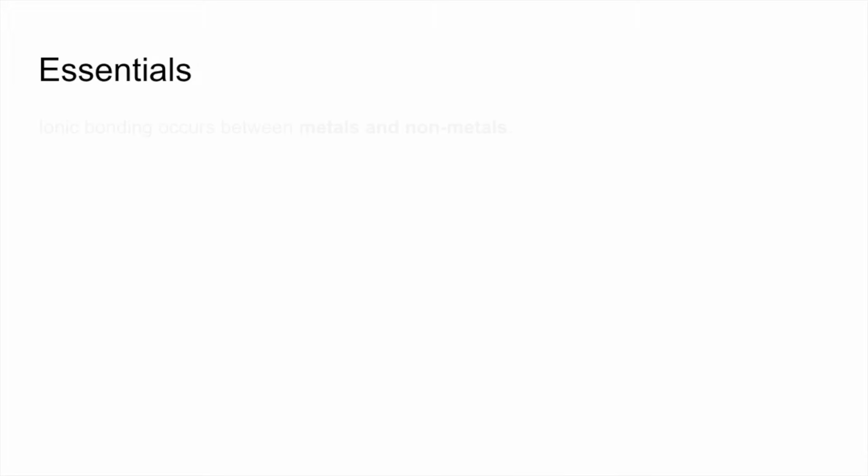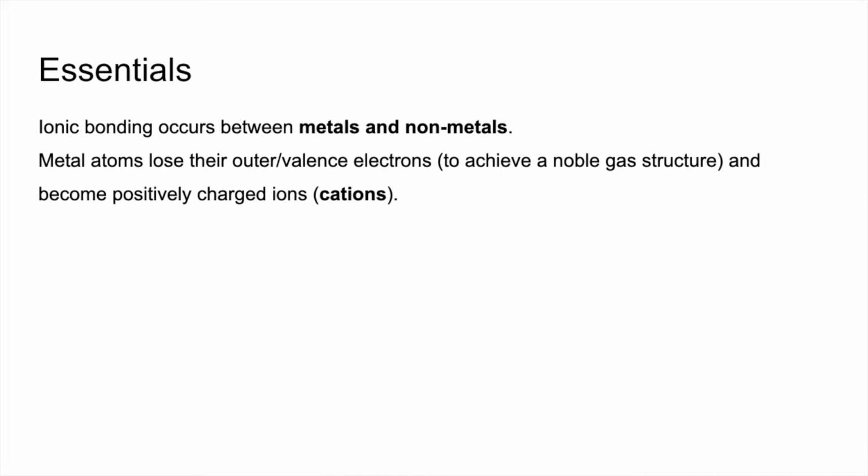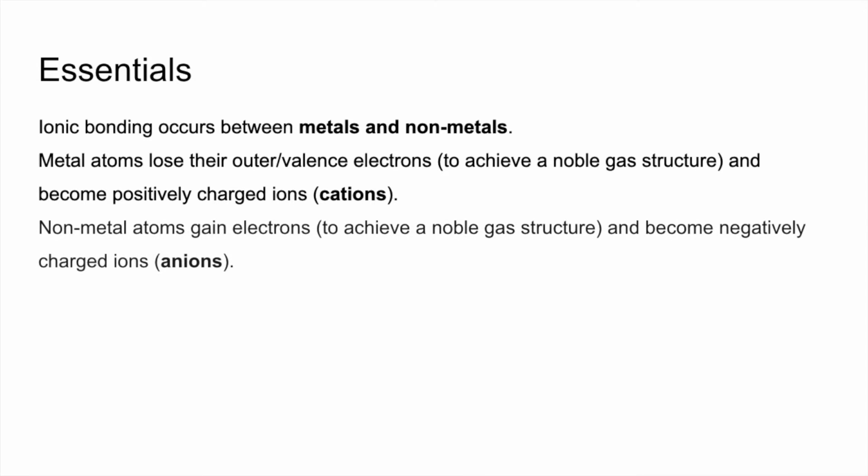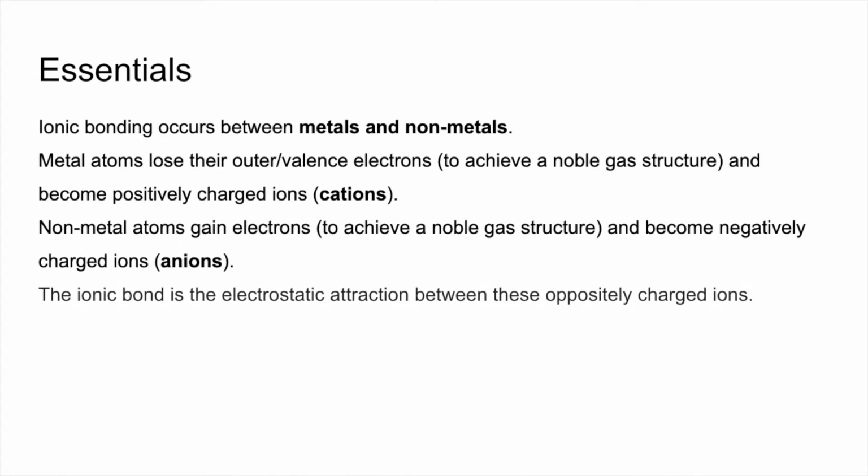Okay, so we'll start with the essentials. Ionic bonding occurs between metals and non-metals. Metal atoms lose their outer or valence electrons to achieve a noble gas structure, and as a result they become positively charged ions, also known as cations. Non-metals gain electrons to achieve a noble gas structure, and they become negatively charged ions, which we call anions. And finally, the ionic bond is defined as the electrostatic attraction between these oppositely charged ions.